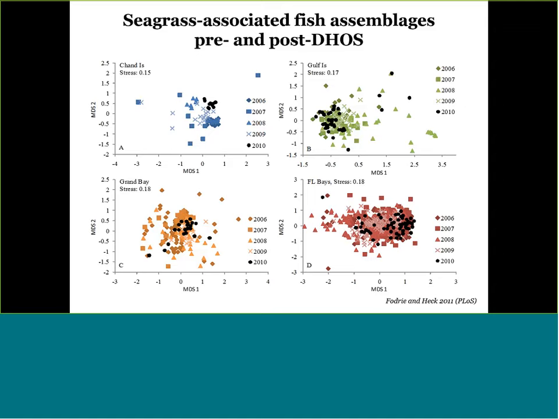So we have 4 regions. The blue is basically Louisiana. The green is basically Mississippi. The orange is basically Alabama. And the red is basically Florida.